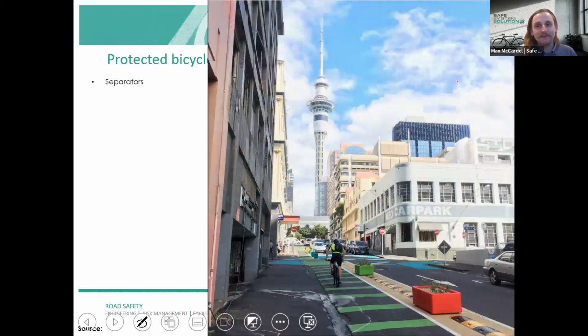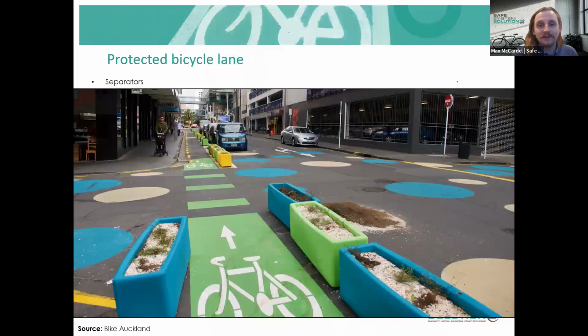This is an example of one in New Zealand where they installed these types of planter boxes, and you can see one of these got struck, and they also seem to be quite movable, these ones, because they're not quite all lining up perfectly, which is a bit odd. Just another example of different types of separators that you can be using.